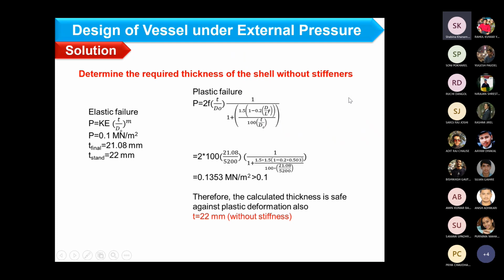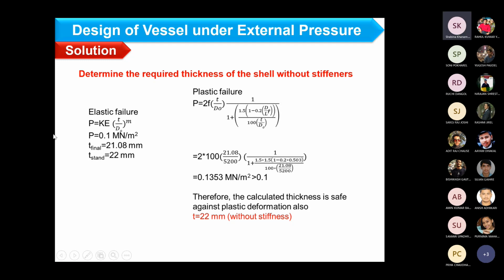So considering this K and M, I can find the required thickness of shell without stiffener. Part 1, elastic instability. When we are considering it, the expression is this: P is equal to K E t by D naught and M. K and M we already have calculated. Do I am aware of. E I know already. And this P, which is the safe pressure, which we also consider as the design pressure, is given as 0.1 mega Newton per meter square in gauge. Okay, so it will always be in gauge.